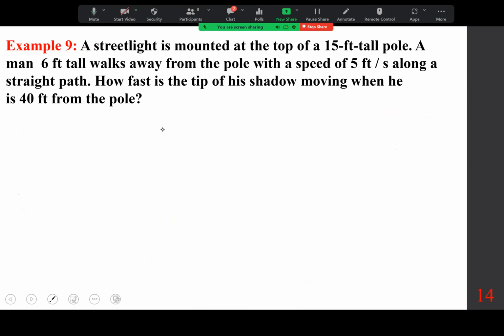Could somebody read this one? The last question. Last question, anybody? I'll read it.